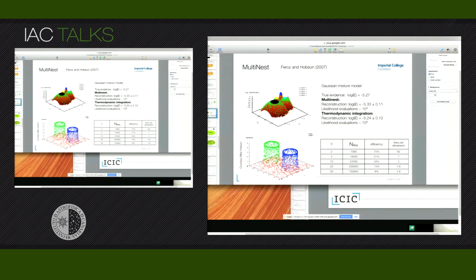Now I have a detailed example about inflation here, which sadly I won't have time to go through because of time. I'm happy to share the slides for those of you who are interested in the details.